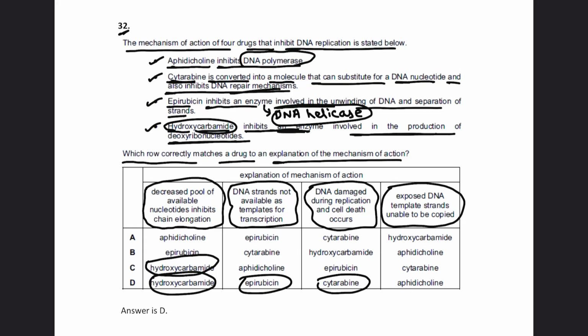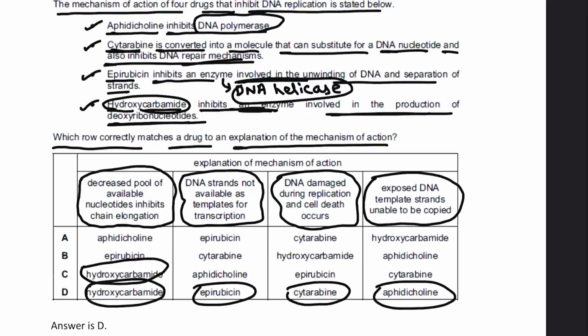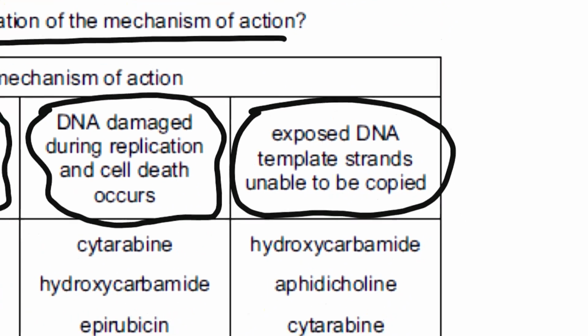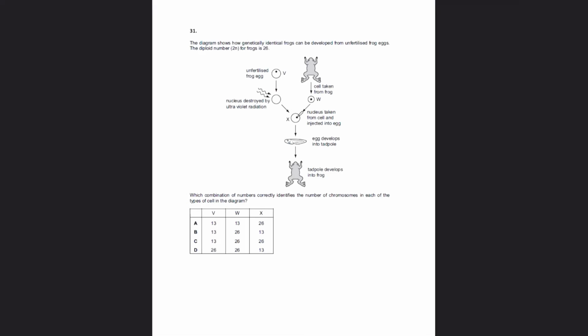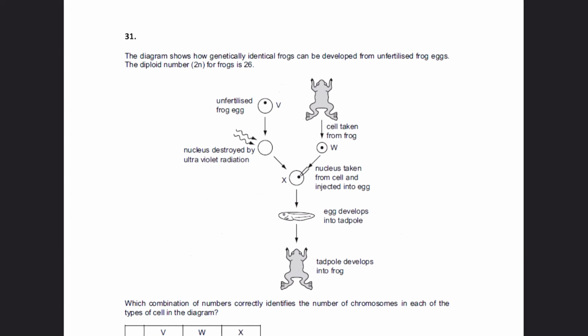It joins the nucleotides which are copying the strand. So DNA polymerase actually copies the strand. So cytarabine will inhibit DNA polymerase, and it will cause the exposed DNA template strands to be unable to be copied. Let's move on to MCQ number 31.